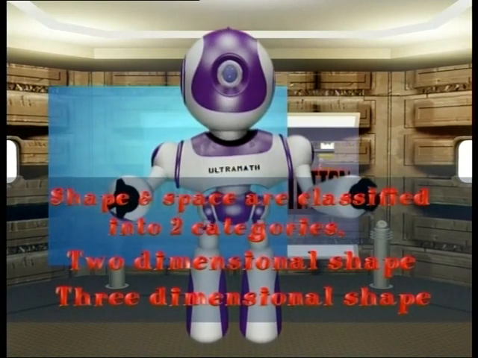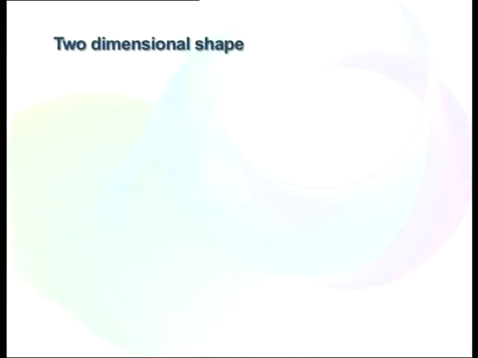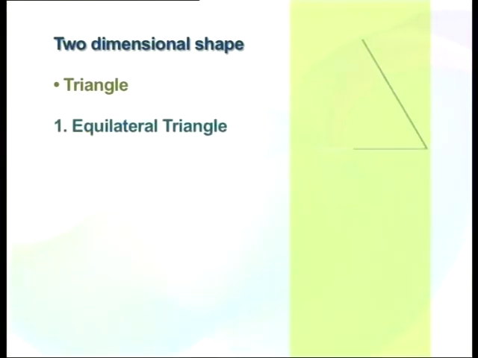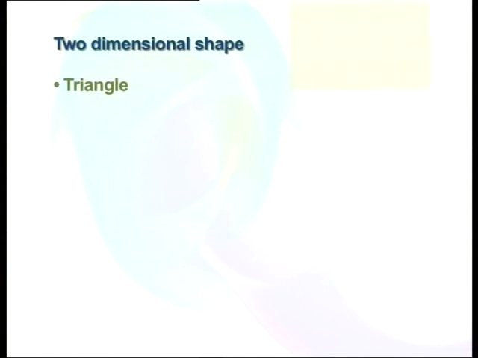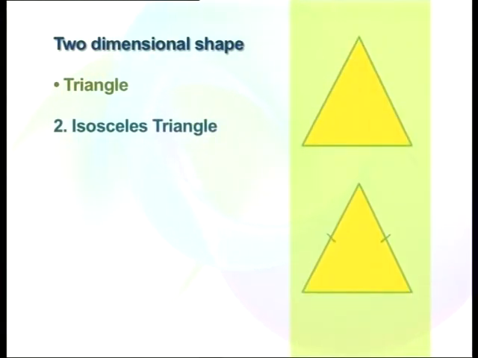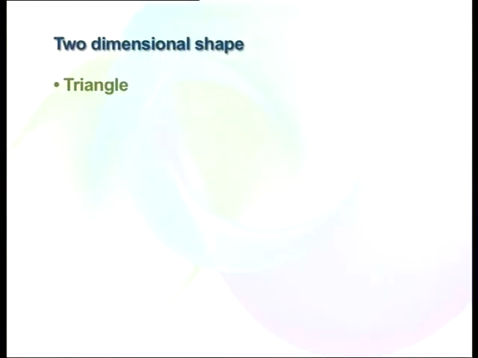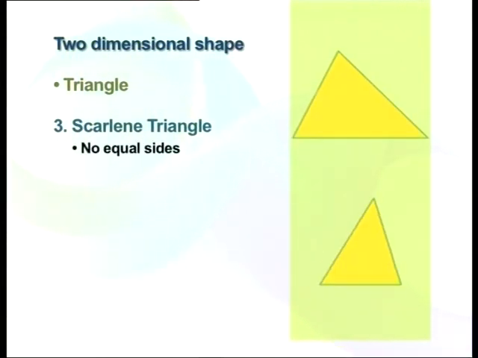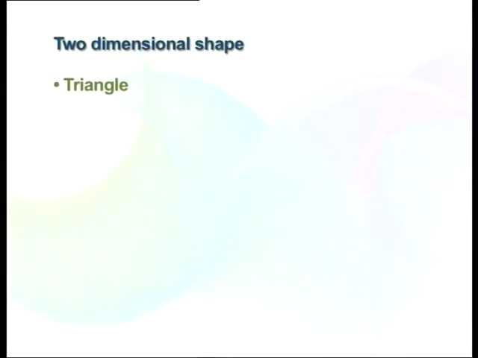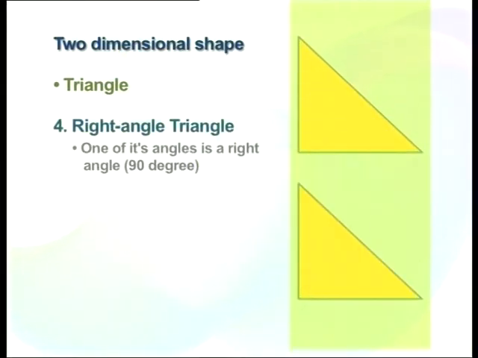There are many two-dimensional shapes. Let's look at some examples. Triangle. Triangle is divided into 1. Equilateral triangle. It has 3 equal sides and 3 equal angles of 60 degrees. 2. Isosceles triangle. The triangle has 2 equal sides and 2 equal angles. 3. Scalene triangle. This triangle has no equal side and no equal angle. 4. Right angle triangle. One of its angles is a right angle.